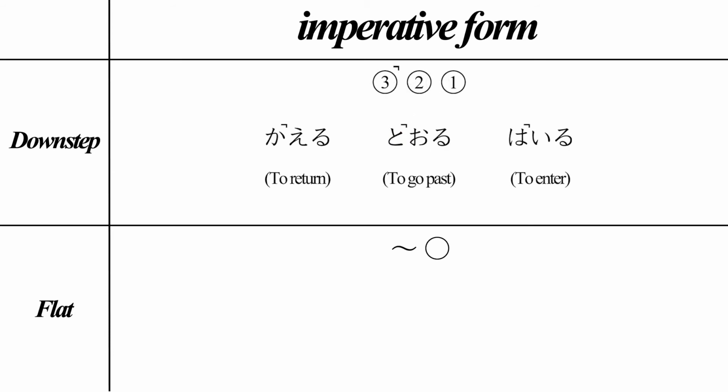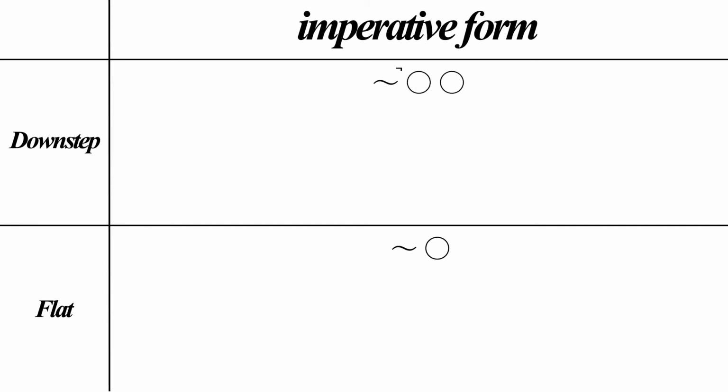The verbs in which the accent falls on the third to the last mora in the dictionary form. In these verbs, the accent falls on the third to the last mora. For example, 帰る turns into 帰れ. So the accent falls on か. 帰れ.